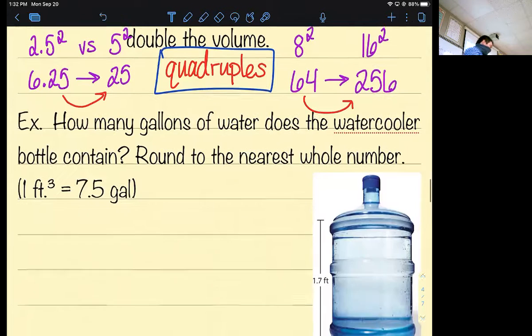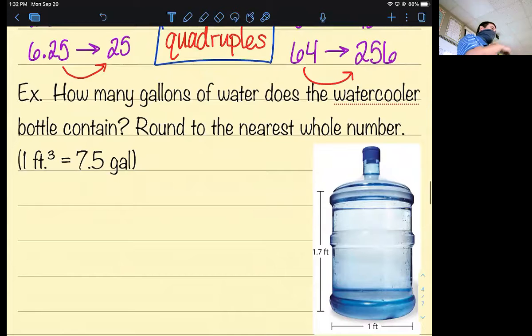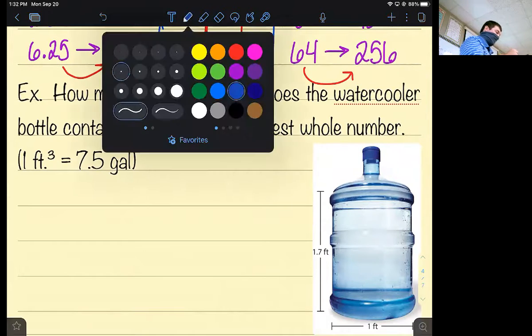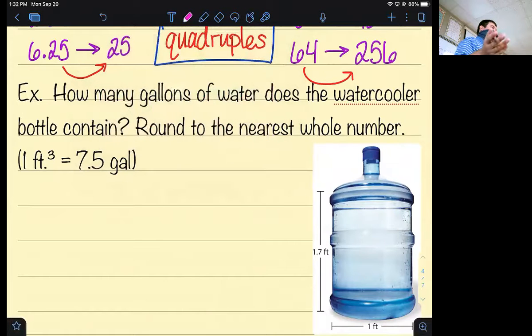All right. Now, I'm going over this next example because you're going to see one like this in your homework. So I just want to make sure. What's different about this next example isn't the fact that you haven't seen a cylinder before, but because they're going to have you convert from cubic feet into gallons. And we have a conversion here for that.